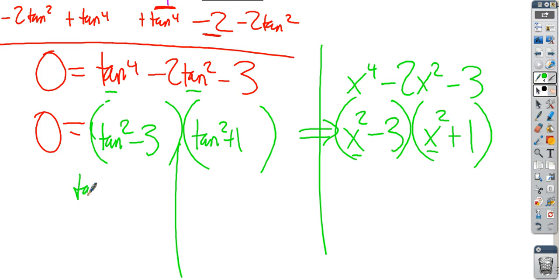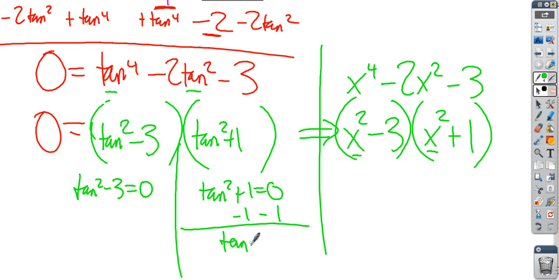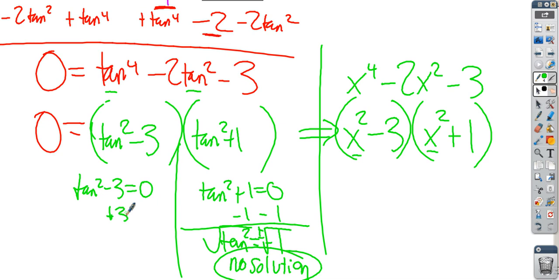Okay, now we're in a position to be able to solve this. So tan squared minus 3 equals 0, and tan squared plus 1 equals 0. Let's start with this one because it's a little bit easier. Tan squared equals -1. If we square root, we're going to get the square root of a negative, and you don't get a real number. So this part has no solution. There's nothing that when you square a tangent you would get -1.